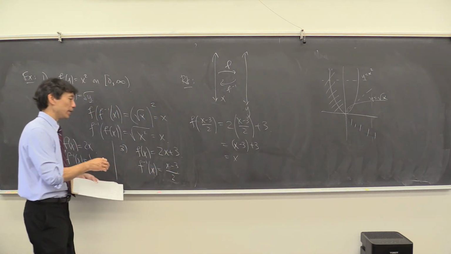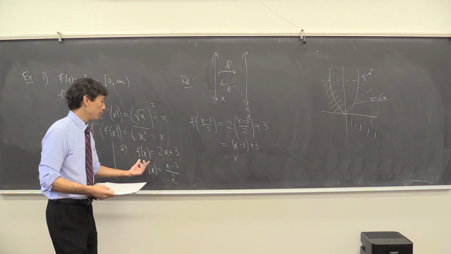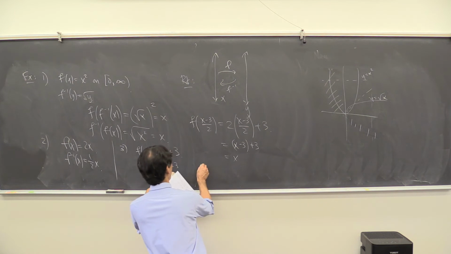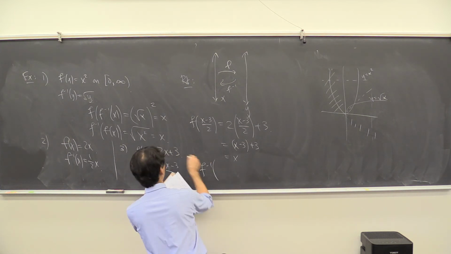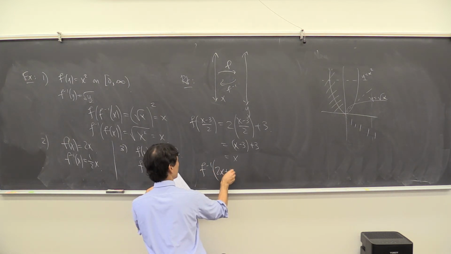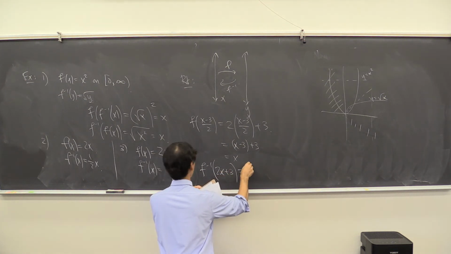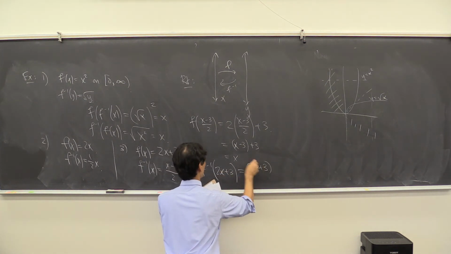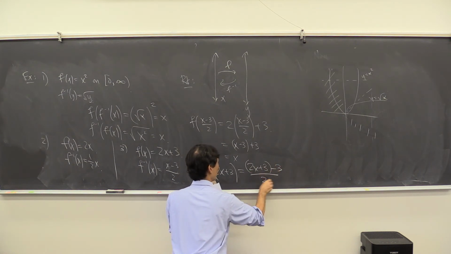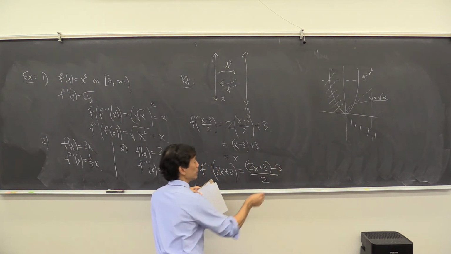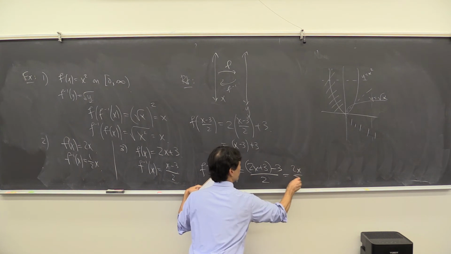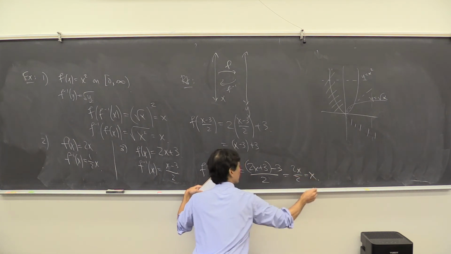And if you did it in the opposite order, you get f inverse of f of x. Well, that would be the input, 2x plus 3, minus 3 quantity over 2, which you see is going to be 2x over 2, which is x.